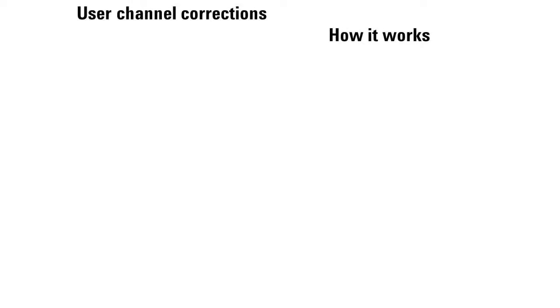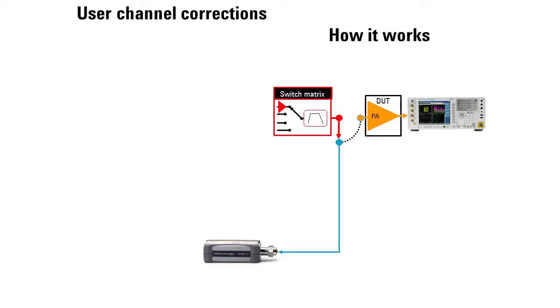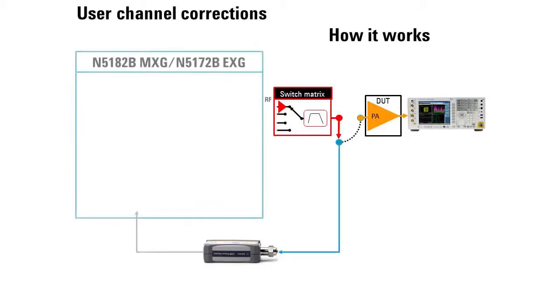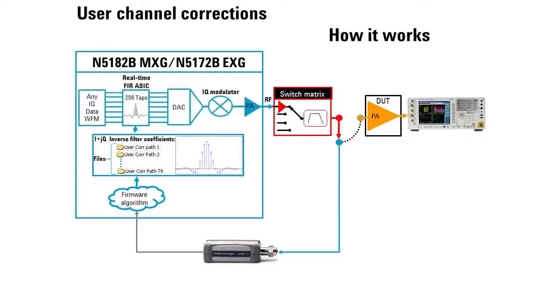So how does this system work? We have the switch matrix, our power amplifier DUT, and the spectrum analyzer. What we're going to do is take the output of the switch matrix and feed it directly to our power sensor connected to the MXG. That will then measure the amplitude and phase response of the test system. Those will be stored into a file inside the instrument as complex I plus jQ FIR filter coefficients. When you tune the instrument to any frequency, the firmware will automatically apply those filter coefficients to our real-time ASIC that applies those to your IQ waveform as they're playing. And now you will have a perfect response right out of your switch matrix.